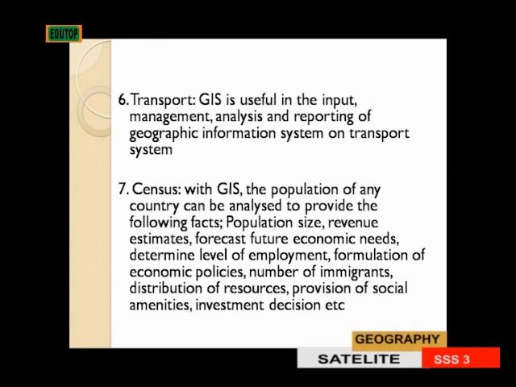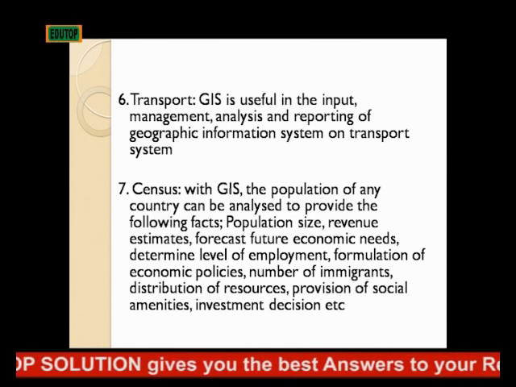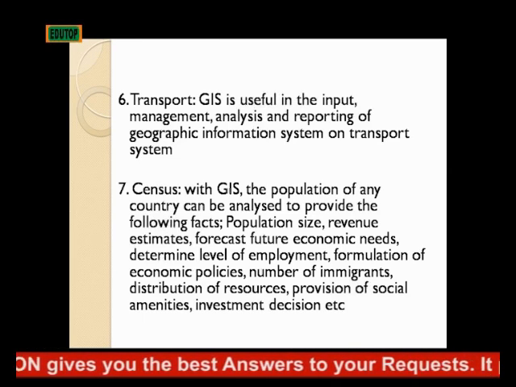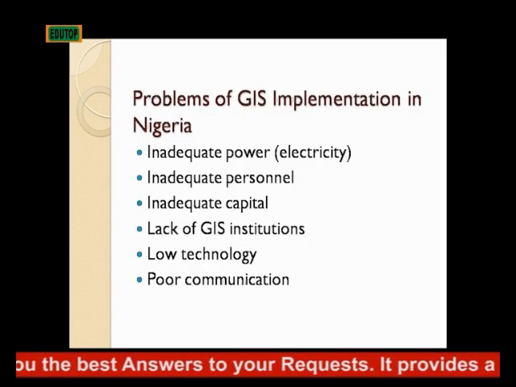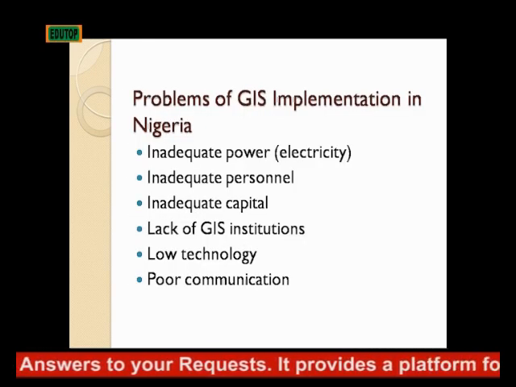Now, with GIS, the population of any country can be analyzed, to provide the following facts: the population size, revenue estimates, forecast future economic needs, determine level of unemployment or level of employment in a nation, formulation of economic policies, and to also know number of immigrants, distribution of resources, provision of social amenities, as well as investment decision. However, there are problems of GIS implementation in Nigeria.